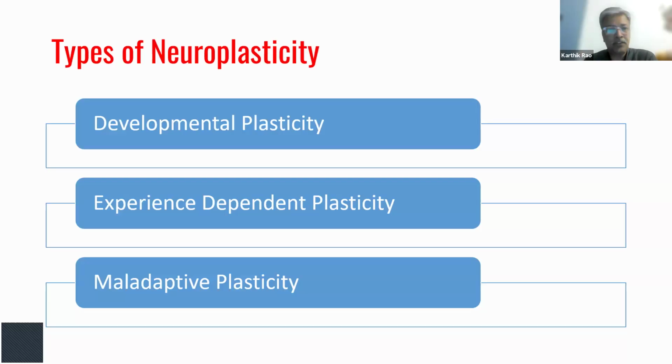There are different types of plasticity. There is developmental plasticity, which happens as part of the normal growth and development of an individual. There is experience-dependent plasticity, where we have a role to play, because as neuro rehab clinicians, we have a role in modifying the experience of the patient and giving them the right kind of experience. And there is also maladaptive plasticity.